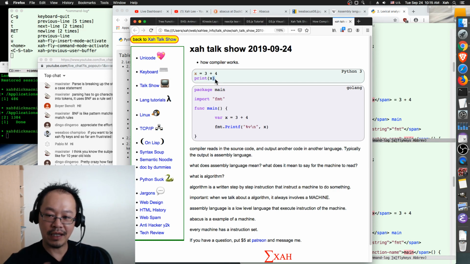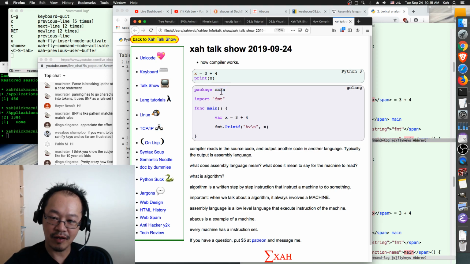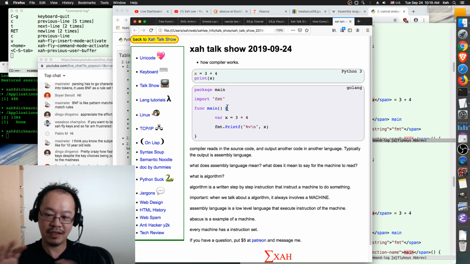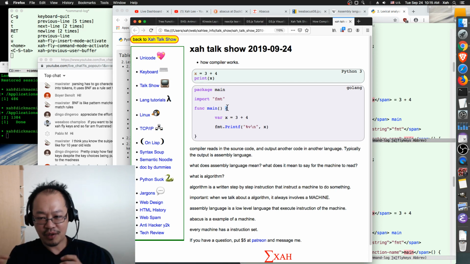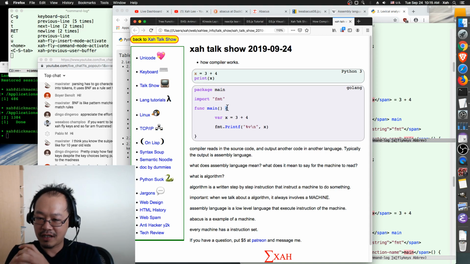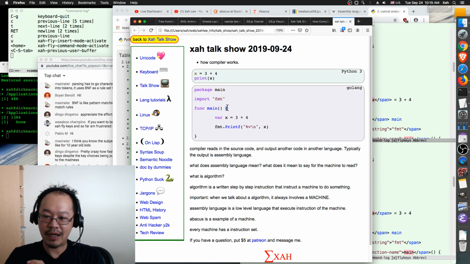Now that's Python. In Golang, package is a token, the whole word. Main is a token. The double quote for a string is a token. A curly bracket is a token. So you see, that's what token means. A token is the smallest unit of a programming language's source code.